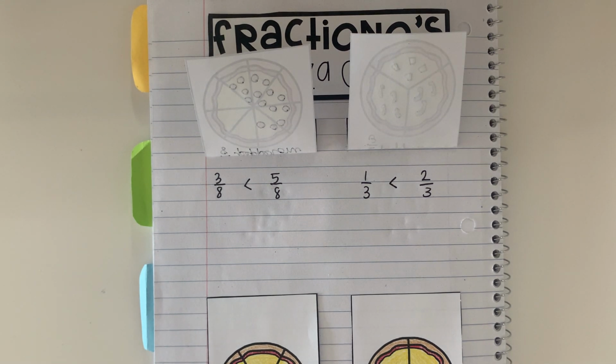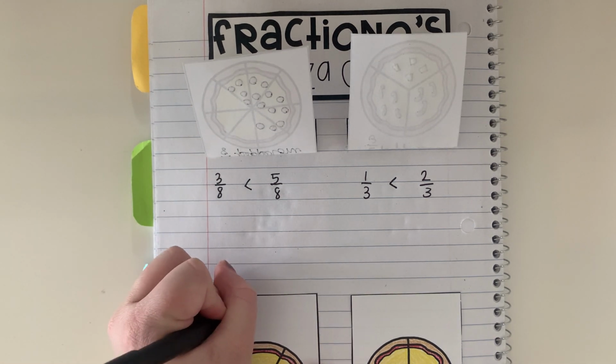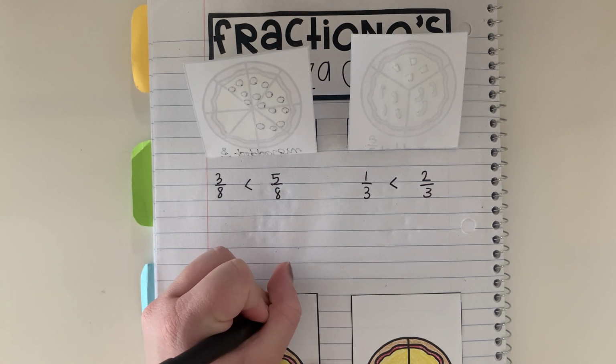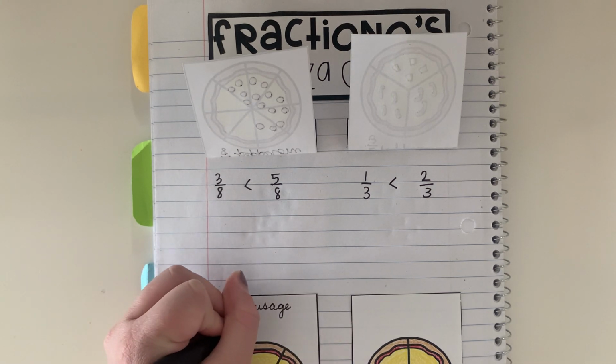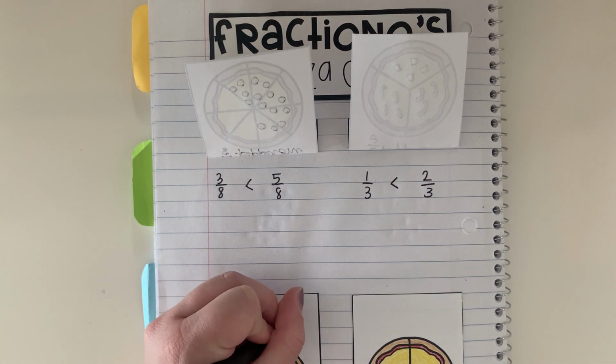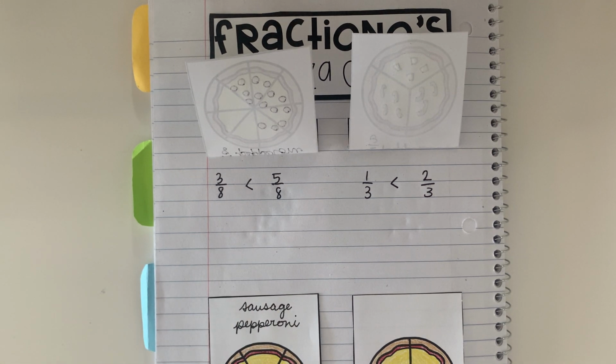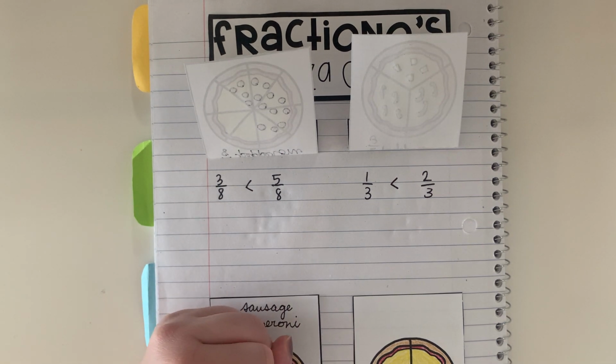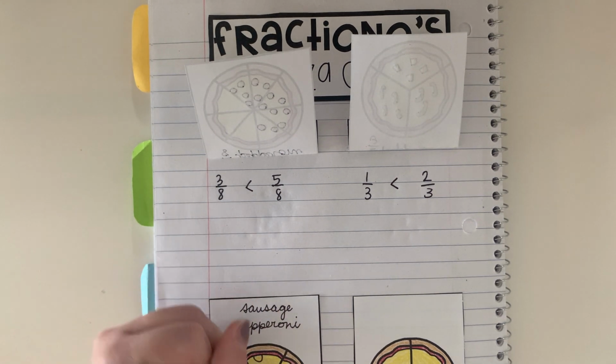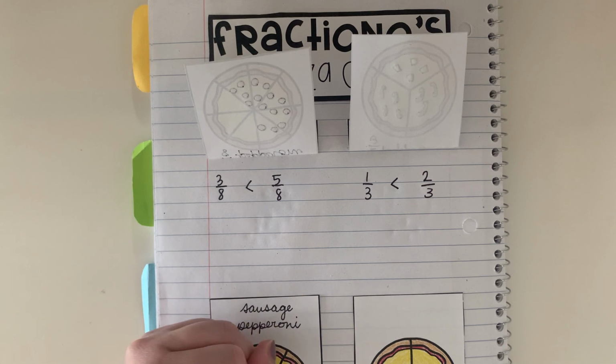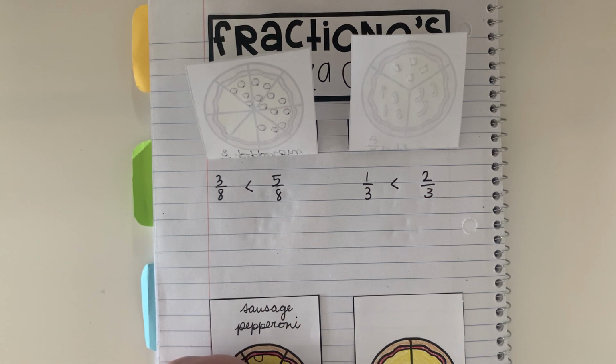Now, what other toppings do we have for the other one? We have sausage and pepperoni. So I'm gonna do pepperoni. Now, some people like sausage and pepperoni on their pizza. So I'm gonna make a couple of these slices have both, because I can still compare fractions if there's more than one topping on a slice of pizza. I'll show you in a second how that works.